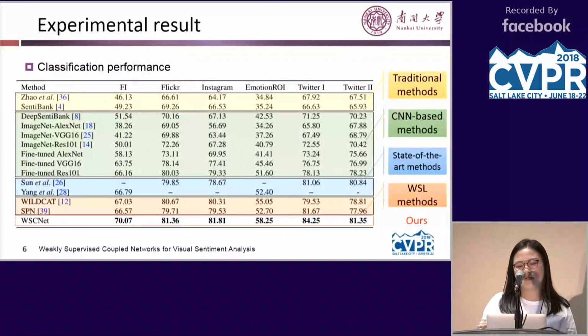So we evaluate the proposed WSCNet against different traditional methods, CNN-based methods, the state-of-the-art sentiment classification methods, and other weakly supervised learning methods. And the results show that our proposed WSCNet consistently performs favorably against other methods on all the datasets.